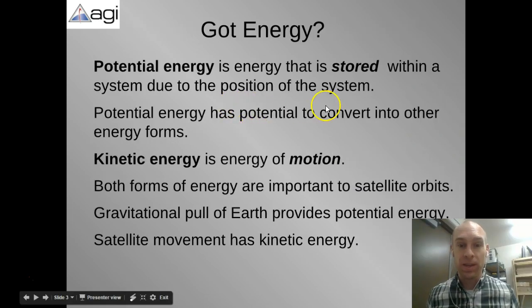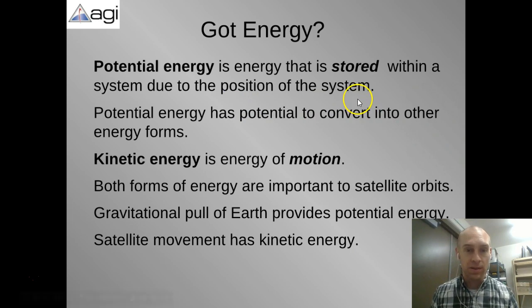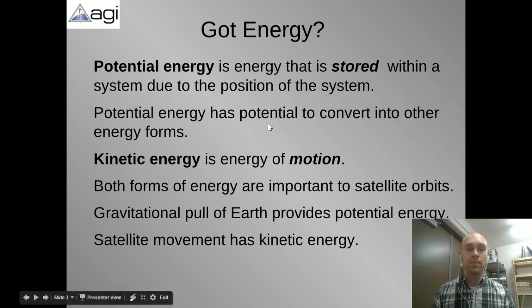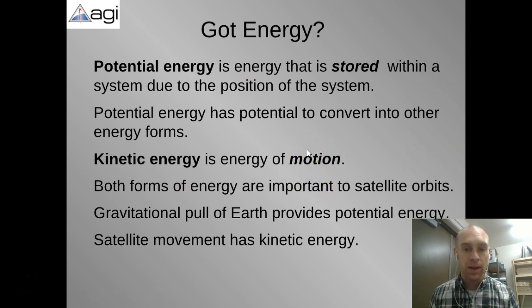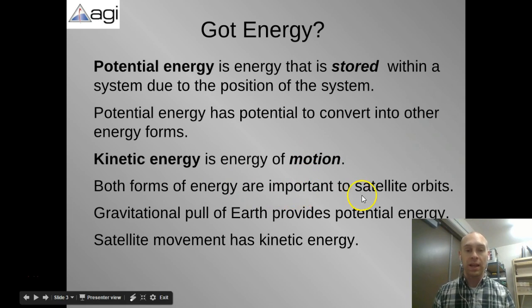So potential energy is energy that is stored within a system due to the position of the system. And it has potential to convert into other energy forms. Kinetic energy is energy of motion. So again, potential energy is stored energy. Kinetic energy is energy in motion. Those are two key ideas to write down. Both are important to satellite orbits.